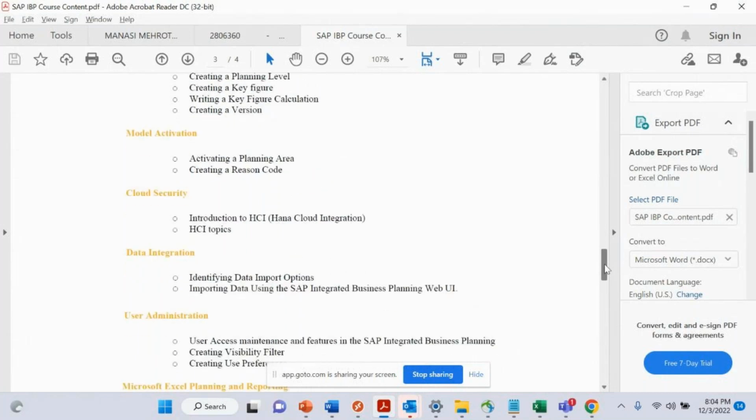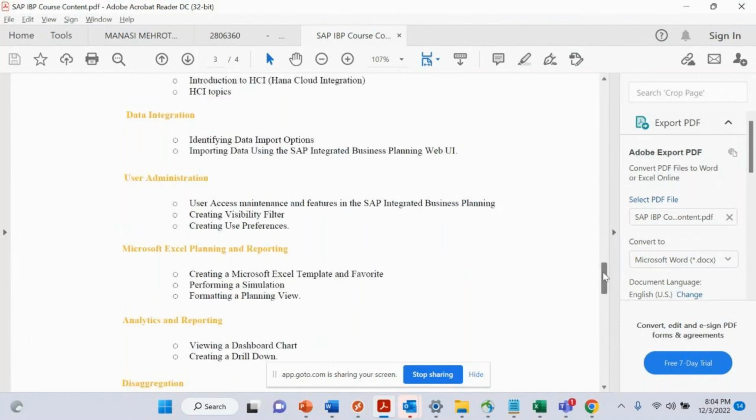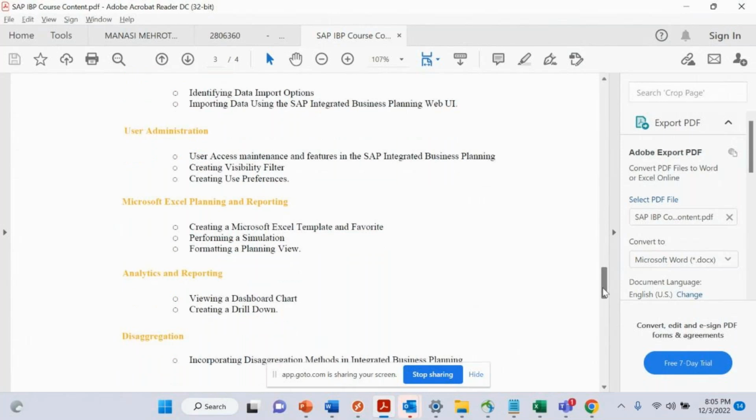Then we will go to HCI, this is called the CIDS part. So HCI is now called CIDS. Now the data integration: how the data is being integrated in IBP, how in IBP we can upload the files, all these things. Now user administration, by creating filters and creating users, which you can call the security perspective from the IBP end. Now for the Excel planning and reporting, if you want to do modifications in the Excel planning view, how you can do that.